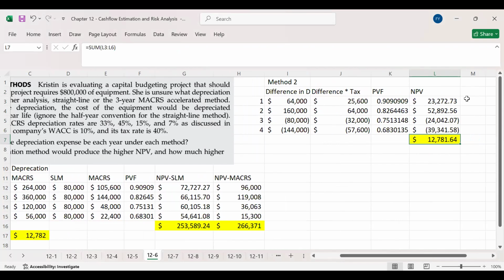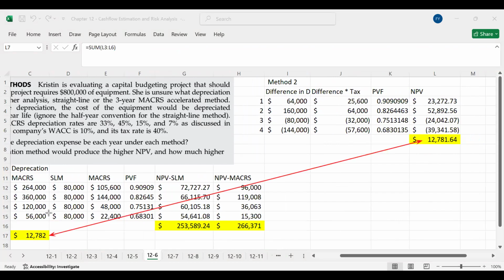So one can use any method, either calculate depreciation separately and then multiply it by the tax rate, and then convert it into present value separately, one by one, for each method. Or in the second method, you can take the differences between the expenses of these two methods, then multiply by tax and then convert it into net present value. So the answer is the same in both of the cases.